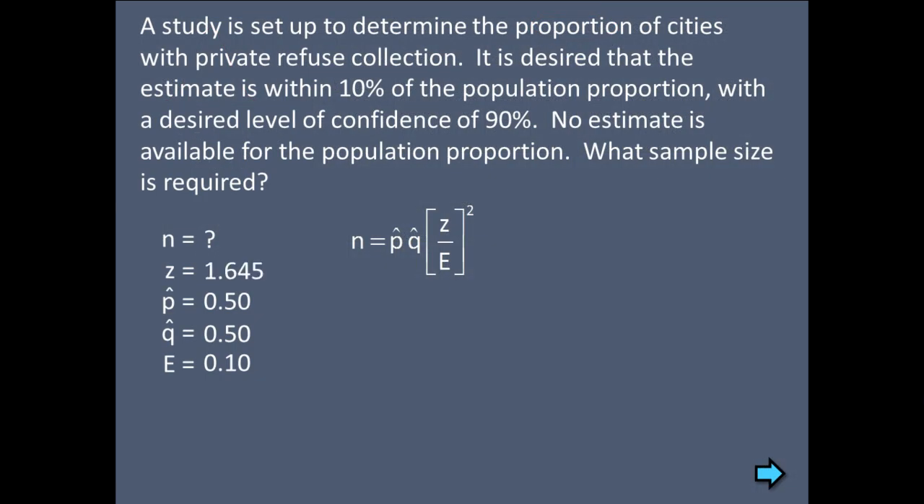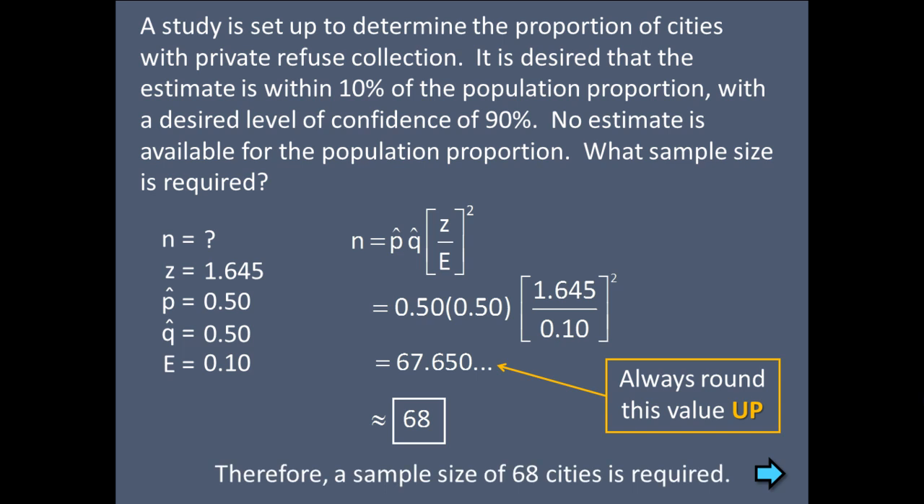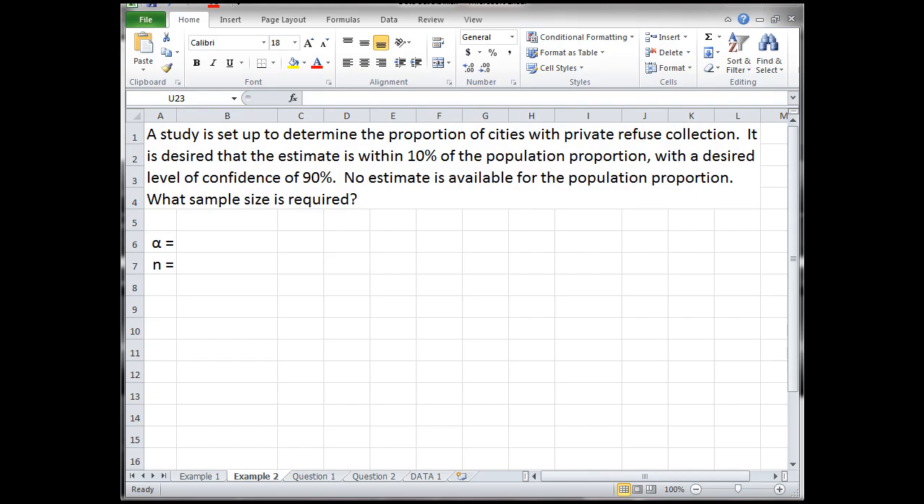So with our z-score of 1.645, we have everything we need for our equation. 0.5 times 0.5 times 1.645 over 0.1, squared. We end up with 67.65 and whatever other decimals are after that. And as with all sample size questions, we will always round up to the nearest integer. So we would say that for this question, we are going to need to sample 68 different cities.